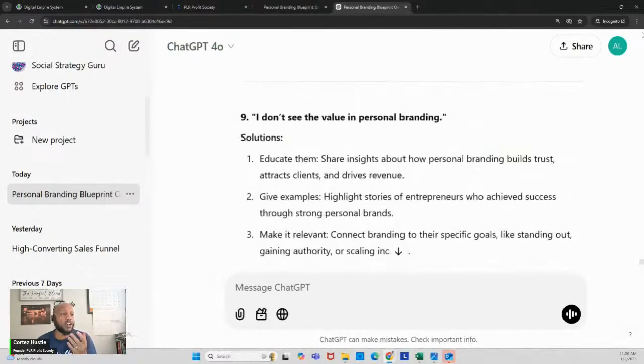So let's look at a couple of these objections, right? Number 9 says, I don't see the value in personal branding. This is why someone might not buy this product. How can I overcome that objection? Number 1, share insights about how personal branding builds trust, attracts clients, and drives revenue. Give examples, highlight stories of entrepreneurs who achieve success through strong personal brands. Make it relevant, connect branding to their specific goals like standing out, gaining authority, or scaling their income.